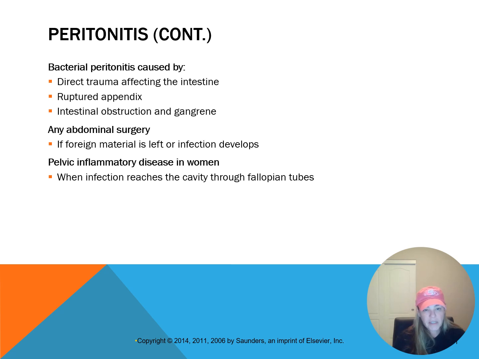Bacterial peritonitis can be caused by direct trauma affecting the intestines, such as a ruptured appendix, or abdominal surgery. You can get peritonitis from abdominal surgery if some bacteria or foreign material is left over or an infection develops. This can cause pelvic inflammatory disease in women when the infection reaches the fallopian tubes.